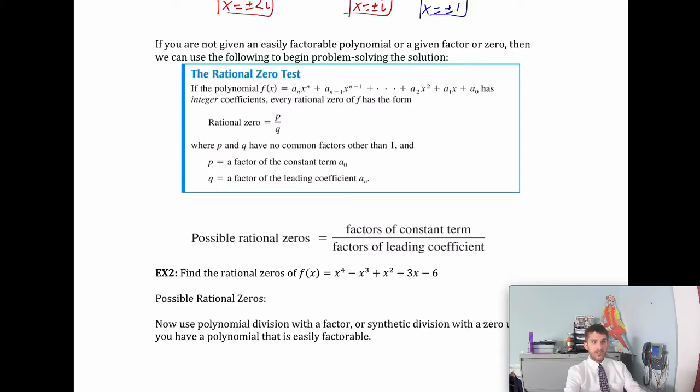Sometimes we're going to run into situations that are not easily factorable, so we're going to use this rational zero test to see if we can come up with a way to at least get started.